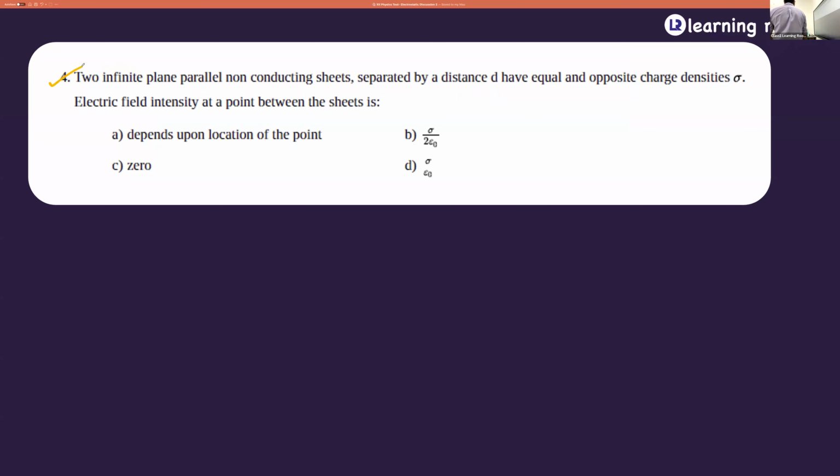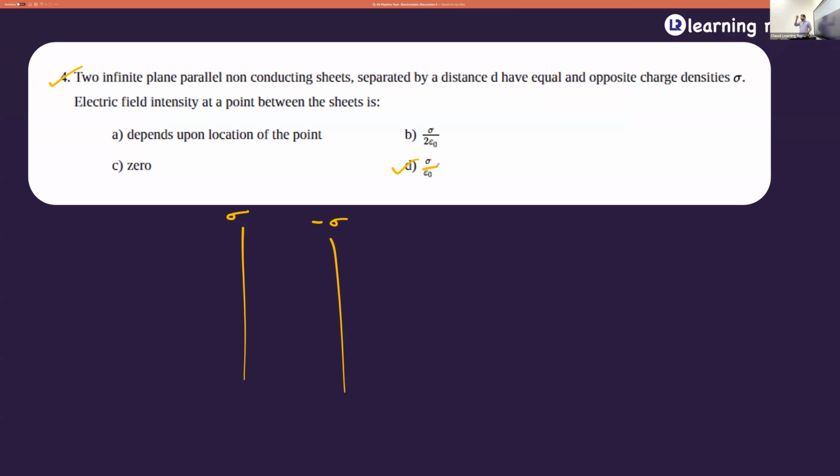Two infinite plane parallel non-conducting sheets separated by distance d have equal and opposite charges of density sigma. Electric field intensity at a point between the sheets. So if I take the sheets to be like this, this is sigma, this is minus sigma. So they are asking what is the value of electric field between the sheets. What is the answer? So option should be D.